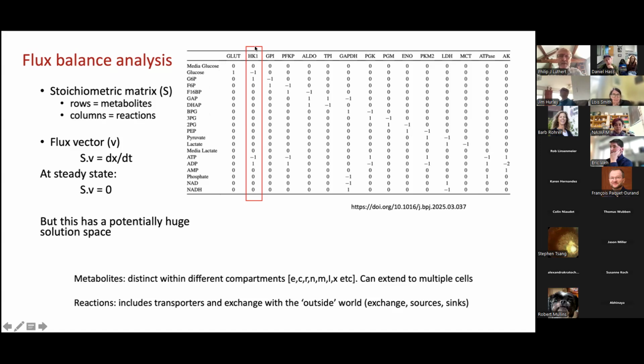And so if we just take hexokinase as an example, it consumes one molecule of glucose and generates one molecule of glucose 6-phosphate. And in the process, it consumes one ATP and generates one ADP. This is slightly incomplete, thinking about it, because it will also generate a proton. And that kind of detail is really important if the models aren't going to fall over.